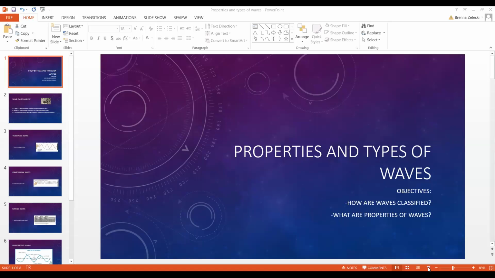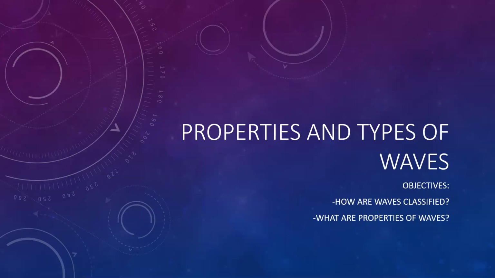We're switching gears and moving to talking about waves. So away from electricity and magnetism and into properties of waves. You do not have this book with you, so you will need to review this PowerPoint and other PowerPoints for this chapter. The objectives of this PowerPoint are how are waves classified and what are properties of waves.